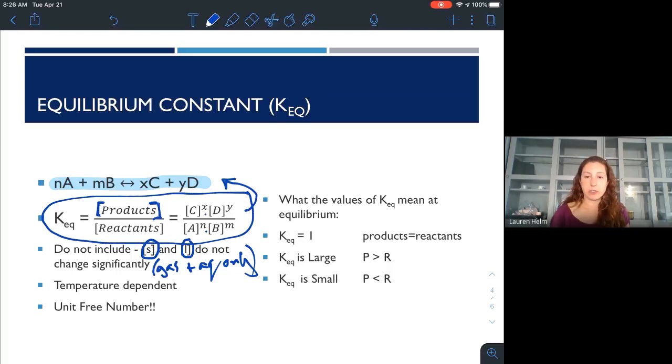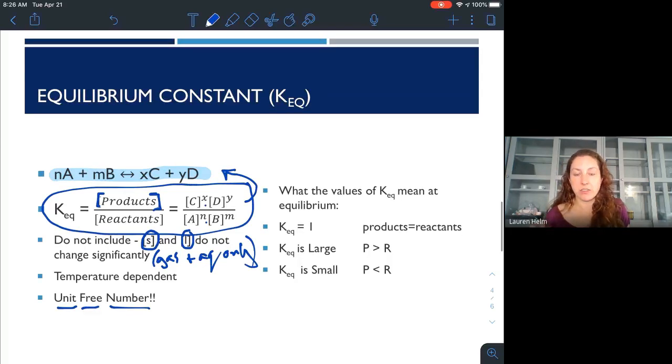Equilibrium constants are temperature dependent. So we have to know what the temperature is, and that's going to play a role in this. And our answer is a unit-free number, just like pH. So it's representative and it is unit free. So when we get an answer for the equilibrium constant, what does that mean?